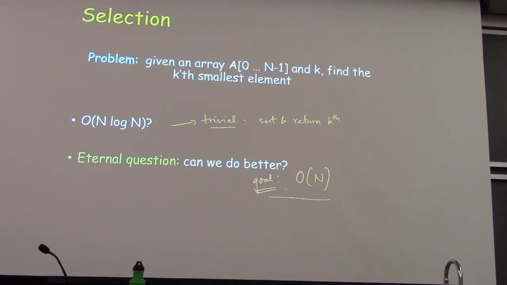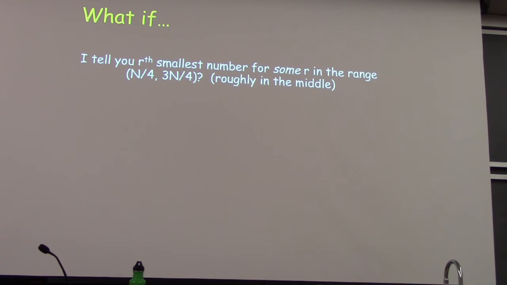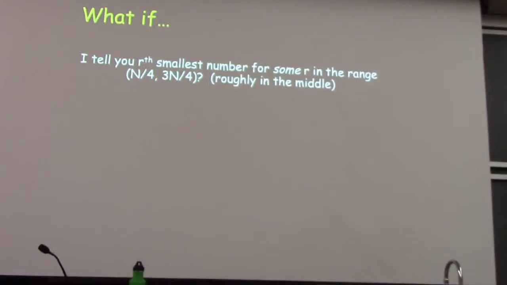Okay, and I want to give a hint. Suppose I give you the rth smallest number. I don't tell you what r is. The only thing I tell you is that r actually lies between n over 4 and 3n over 4. So what I am interested in finding is really the middle element, right? I give you a number and I guarantee that it's roughly in the middle.